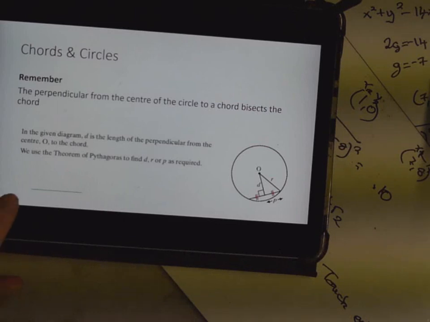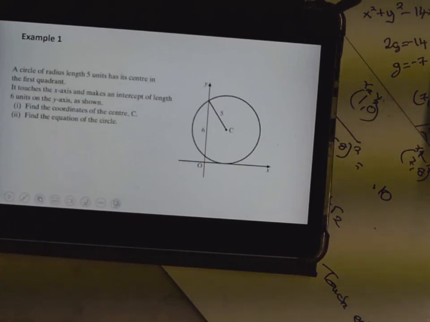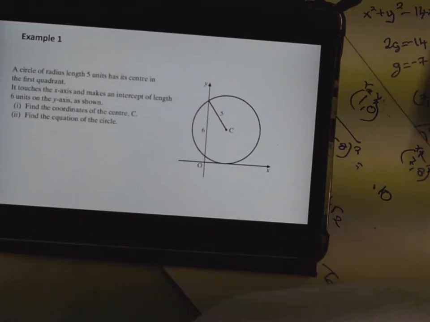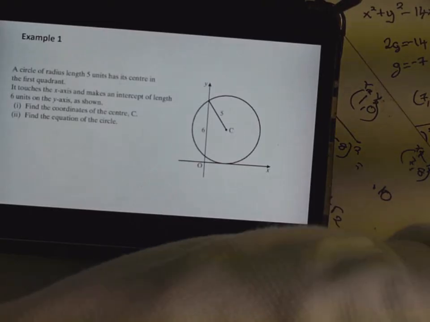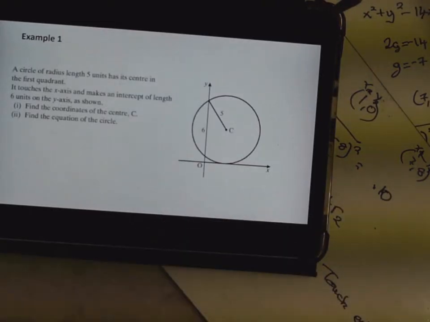Right, good to go. Example. This came from the book, so if you want to save yourself some writing, it's page 448, question 8. So example 1 is page 448, question 8. If you want to write it down, write it down. And if you're not writing it down, make a start.